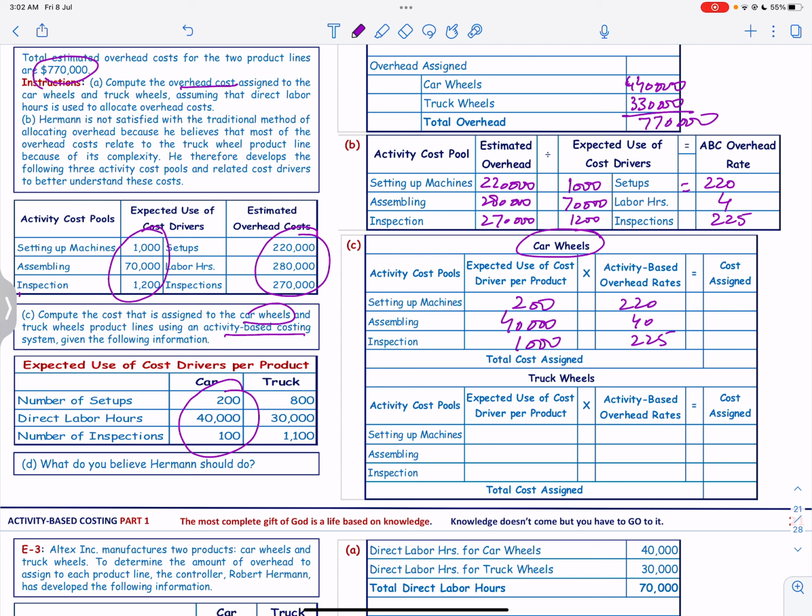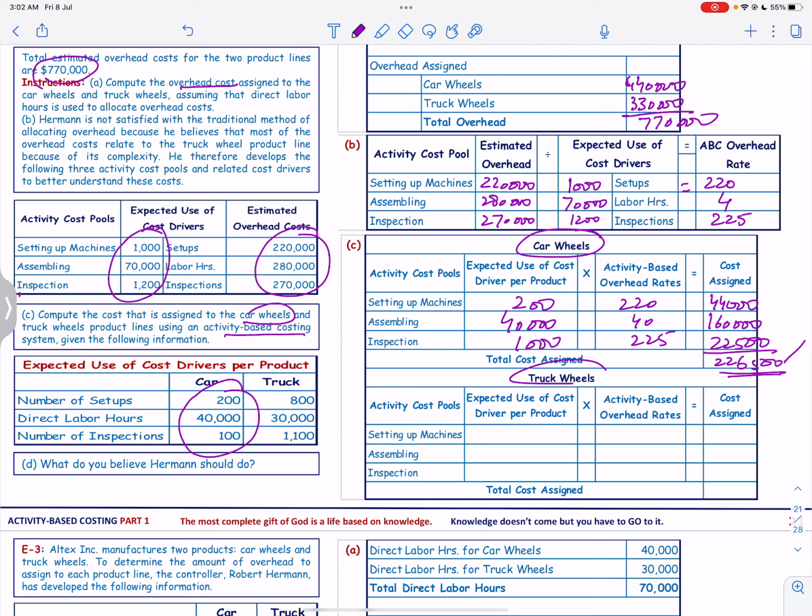So this will be equal to 44,000, 160,000, 22,500, and the total will be 226,500. So this is how we allocate the overhead cost for car wheels under ABC system.